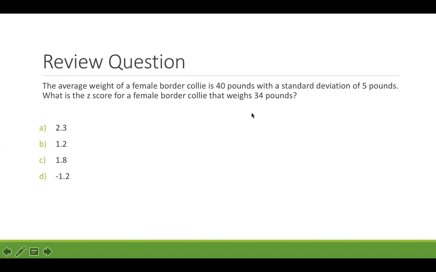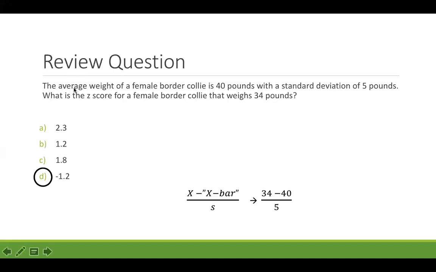Okay, awesome. The answer is D. I'm going to plug the numbers that were given into the formulas to connect some of the dots here. X that we're given is the data. We're given that the female border collie weighs 34 pounds. That is the data that we're given, so that's what we're going to fill in for X.